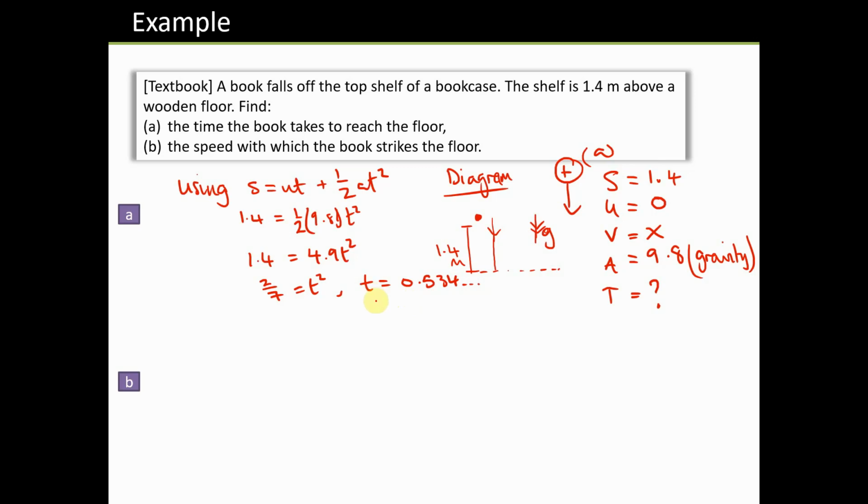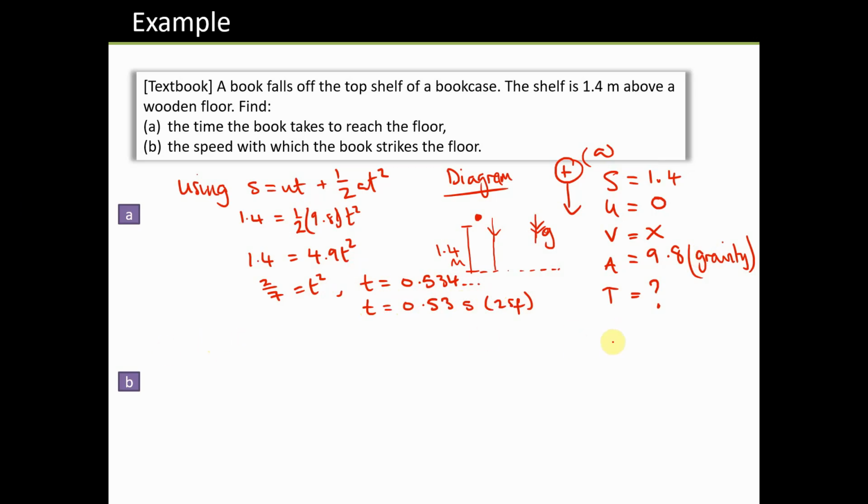We don't need to take into account the negative value of this because we know we can't have a negative value of time. You would generally have a positive and a negative value by square rooting. And then the final bit is we need to say this is actually just 0.53 seconds, and that is to 2 significant figures, because we've used gravity in this calculation.